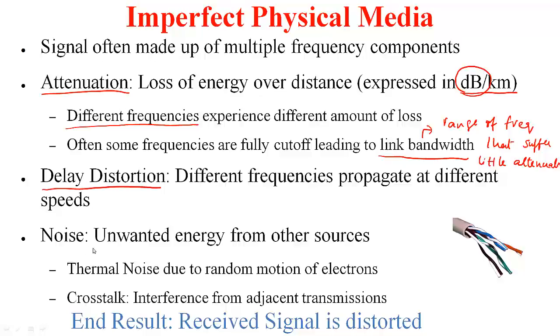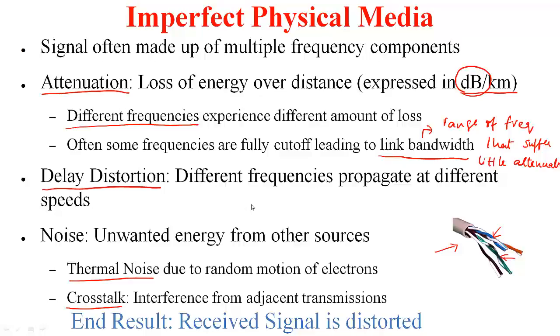These media can also experience noise. So for example, thermal noise could be due to random motion of electrons within the media itself. And they can also experience crosstalk because of interference from adjacent transmission. So this figure will show you why crosstalk can happen. As you can see, multiple strands of wires are packed within the same cable, and transmission in this wire could interfere with transmissions in this wire. So the end result of all this is the received signal can be quite distorted.